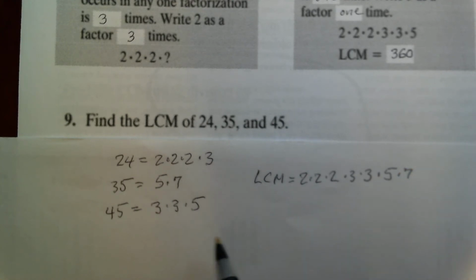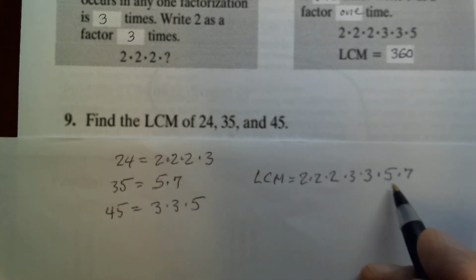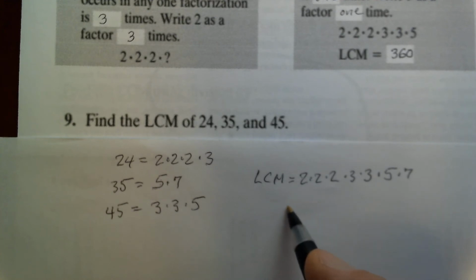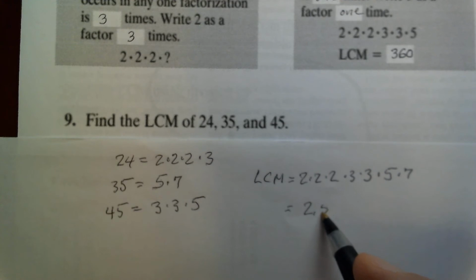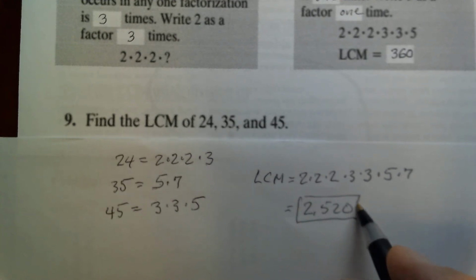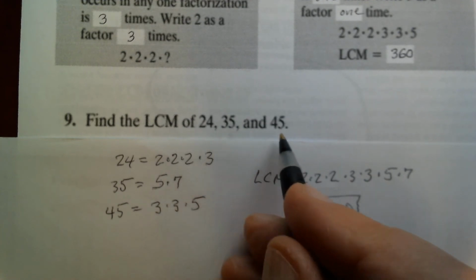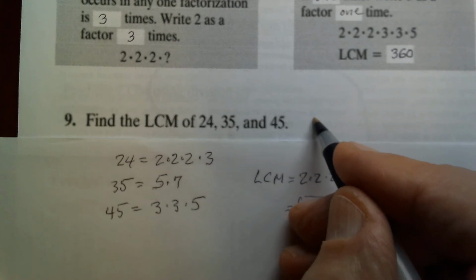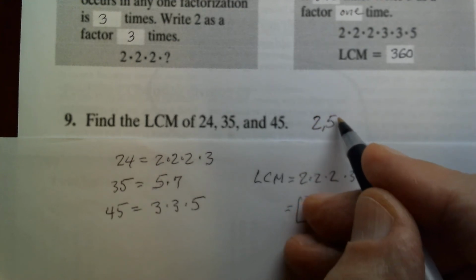So don't get confused that the factor of 5, for example, occurs twice, but in any one factorization, the greatest number of times it occurs is 1 time. So that's why 5 is there only 1 time. Times 7, and when you multiply that out, that is equal to 2,520. So that's the LCM for 24, 35, and 45. 2,520.